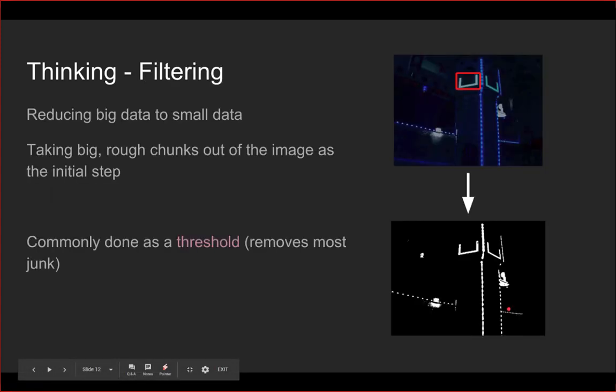First up is filtering. This is reducing the big data to small data. So we're taking big, rough chunks out of the image as the initial step, all the garbage we don't care about. This is commonly done as a threshold. So you'll set your criteria, which we'll get to in the next slide. You'll say anything below it, set to 0, which is a black pixel in this bottom image. Anything above or equal to it, set to a 1, which is a white pixel here. This creates a black and white image from your initial image.